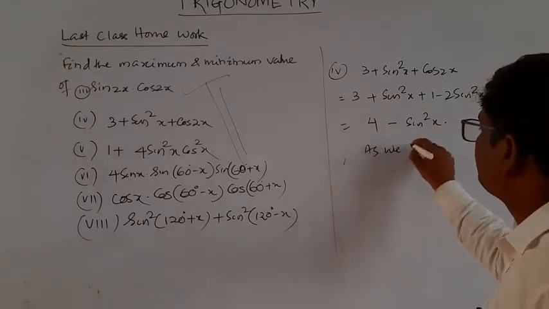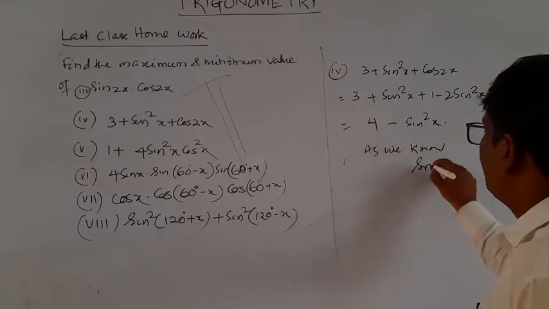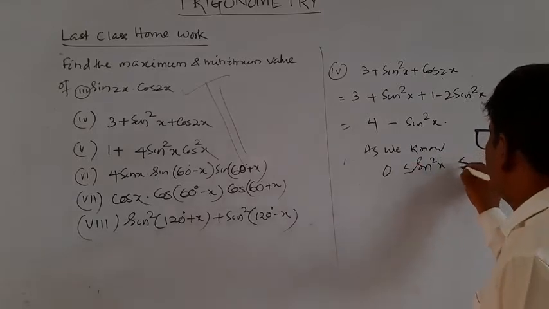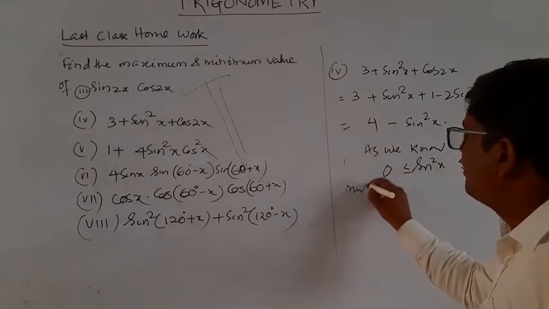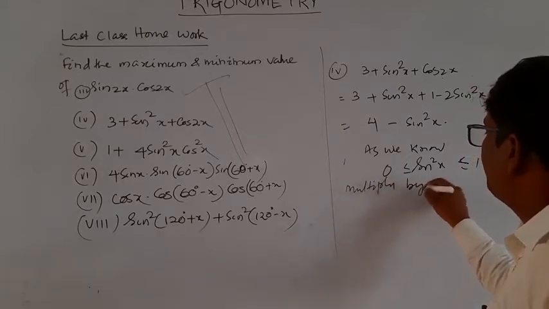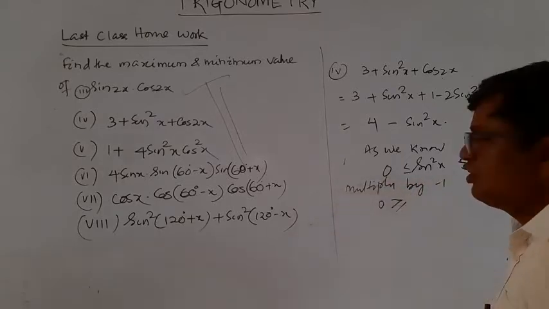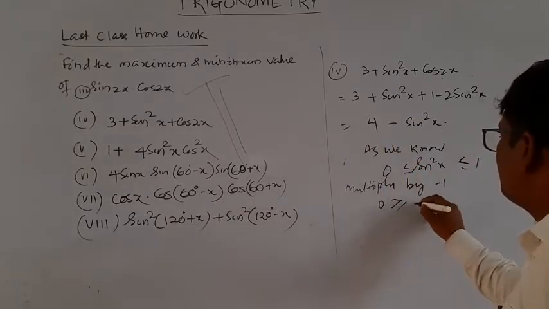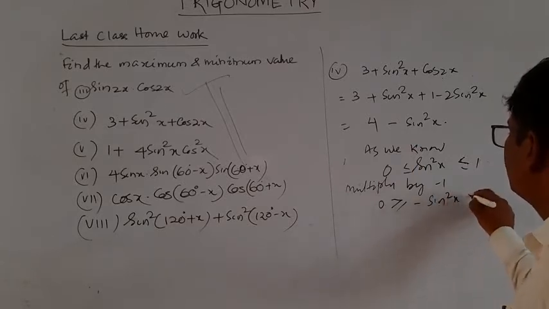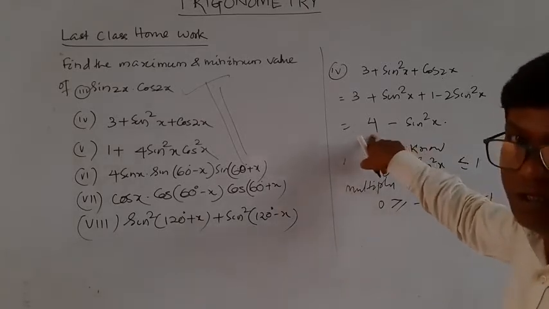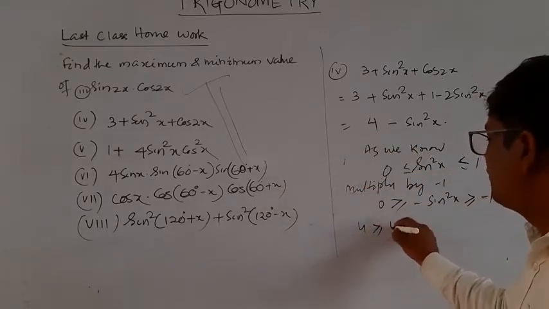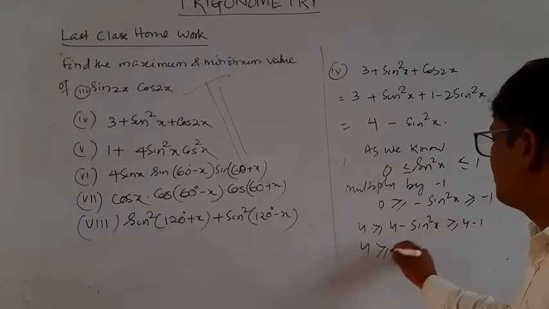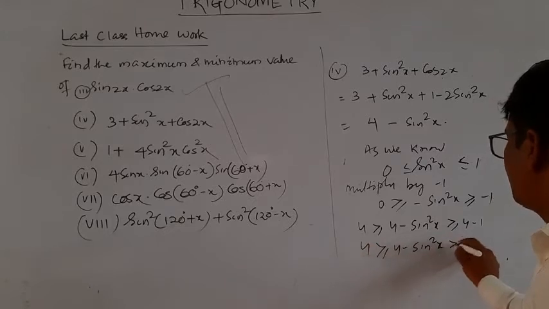As we know, sin square x, being an even power, has minimum value 0 and maximum value 1. So multiply by minus 1. If we multiply by a negative number, the inequality reverses, so minus sin square x is greater than or equal to minus 1. 4 is required here, so add 4: 4 is greater than or equal to 4 minus sin square x, which is greater than or equal to 4 minus 1, that is 3.